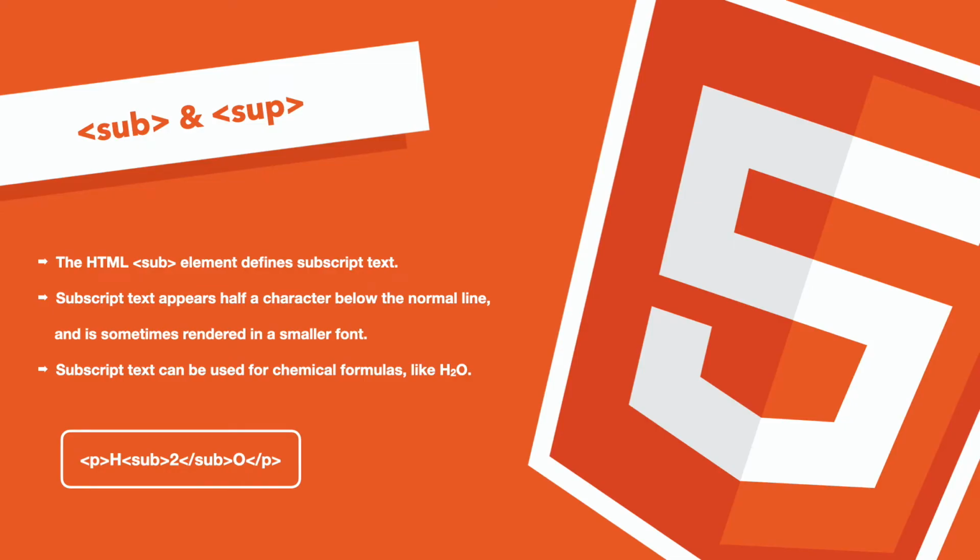Now let's move to our last topic, which is the subscript and superscript tags. The HTML sub element defines subscript text. Subscript text appears half a character below the normal line and is sometimes rendered in a smaller font, used for chemical formulas like H2O. The HTML sup element defines superscript text. Superscript text appears half a character above the normal line and is sometimes rendered in a smaller font. Superscript text can be used to write exponents, like e to the power x.